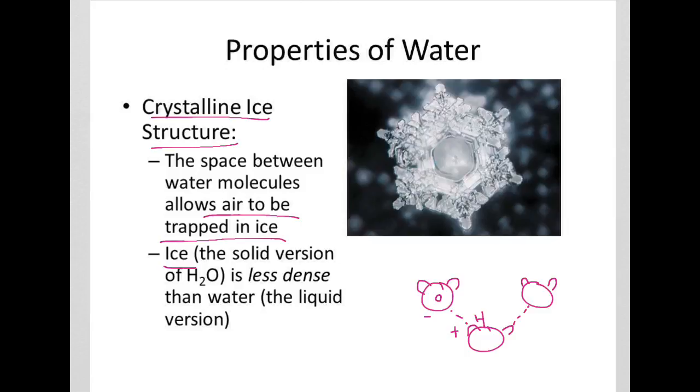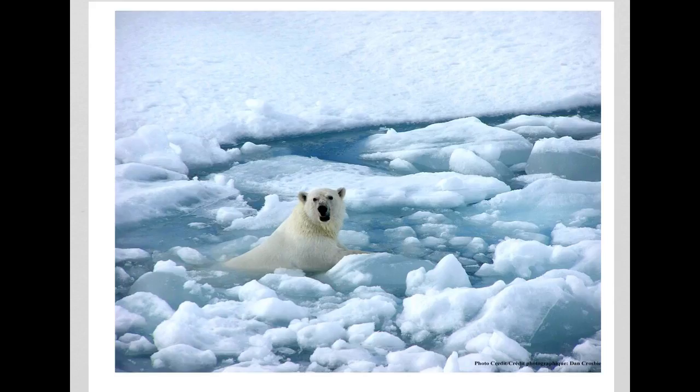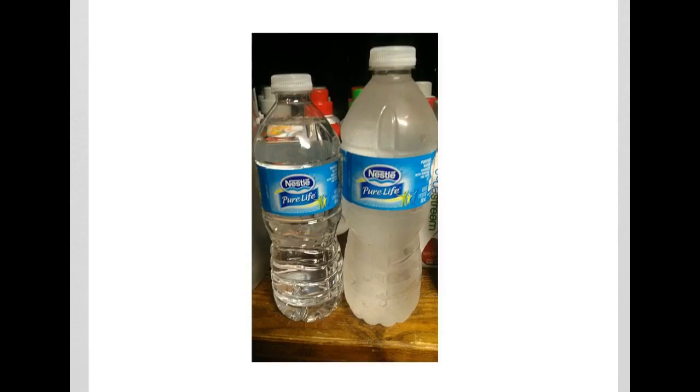And so ice, the solid version of water, is actually less dense than liquid water. This allows ice to float on top of water, like in this picture with the polar bear here. It also creates this sort of feature, and I'm sure all of you have seen this before, where a bottle of liquid water is actually smaller than a bottle of frozen water. The same bottle, when you put it into the freezer, it will expand. Sometimes the top will come off. You usually end up having to remember to have less liquid in frozen bottles.